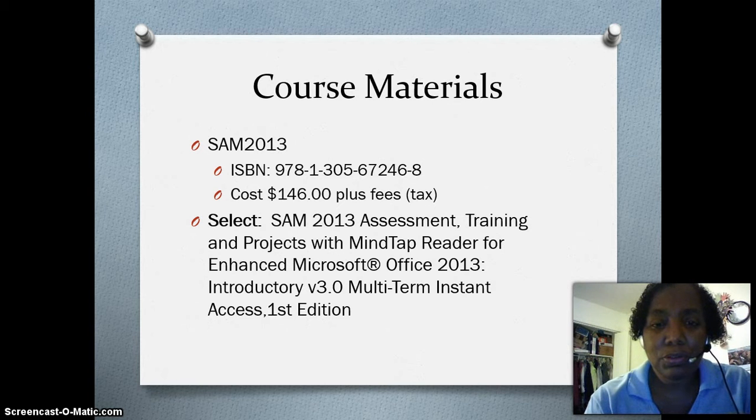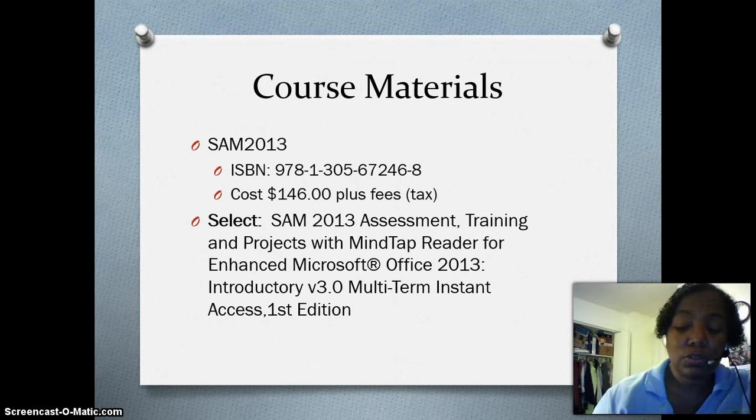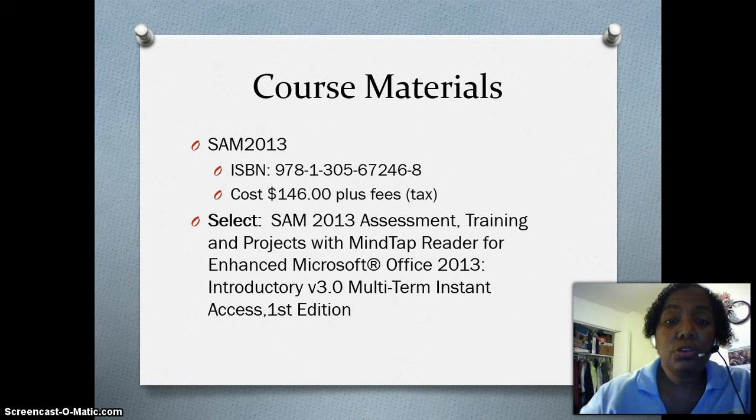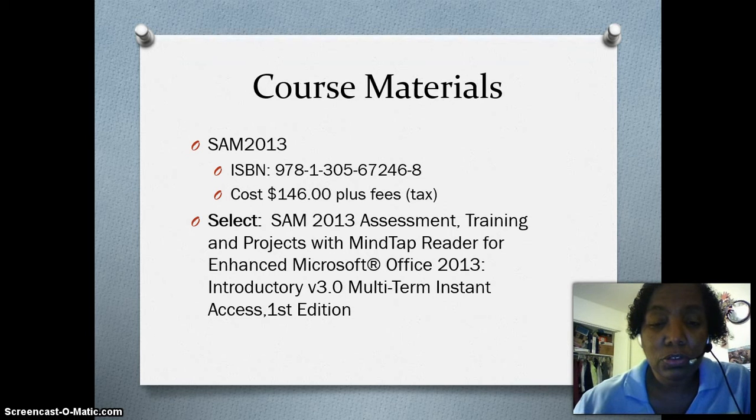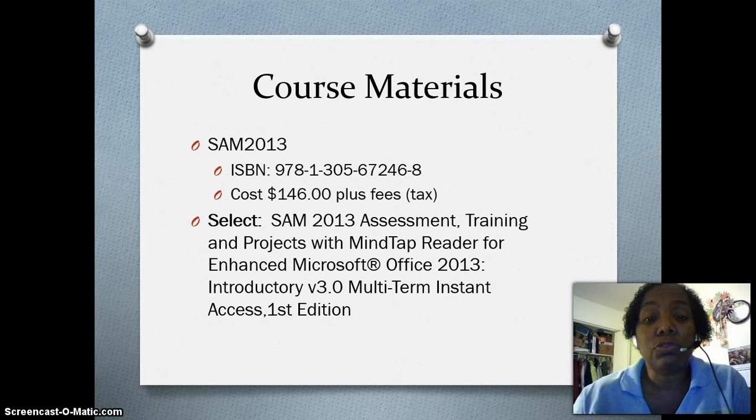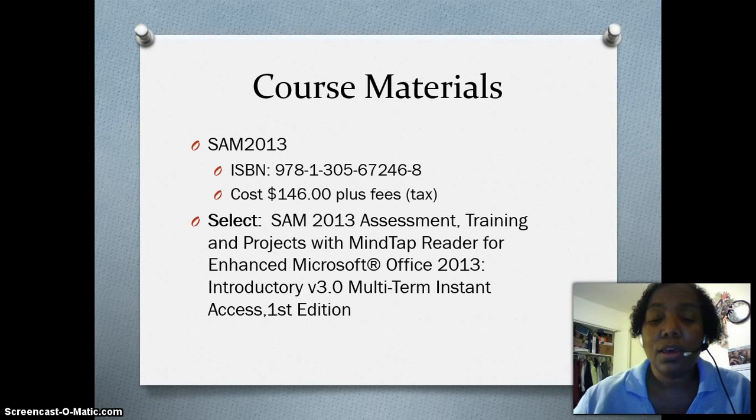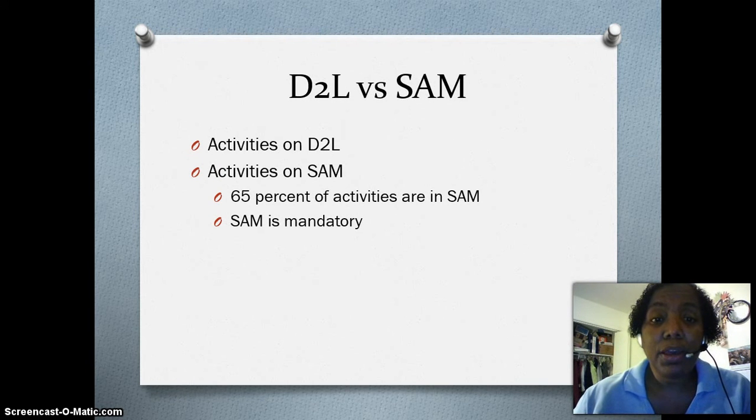Please do not purchase any other version of the SAM 2013. To do so would mean that you have wasted a lot of money. You can purchase this from the bookstore. I do not know what the bookstore ISBN number is. However, they will have the correct version for this class, and I do not know the cost, but it is more than $146.